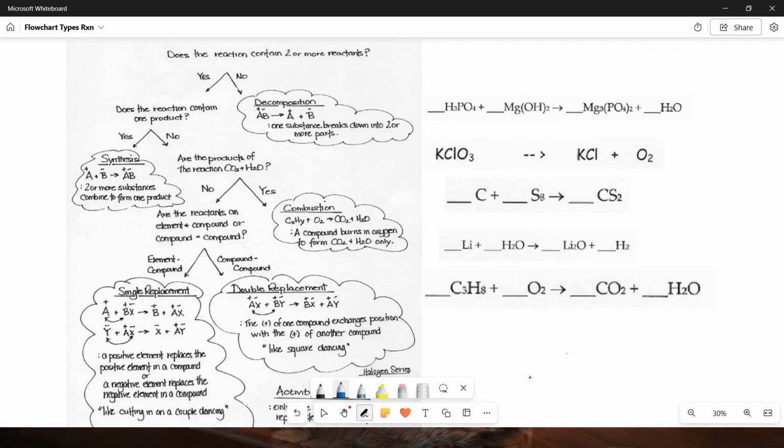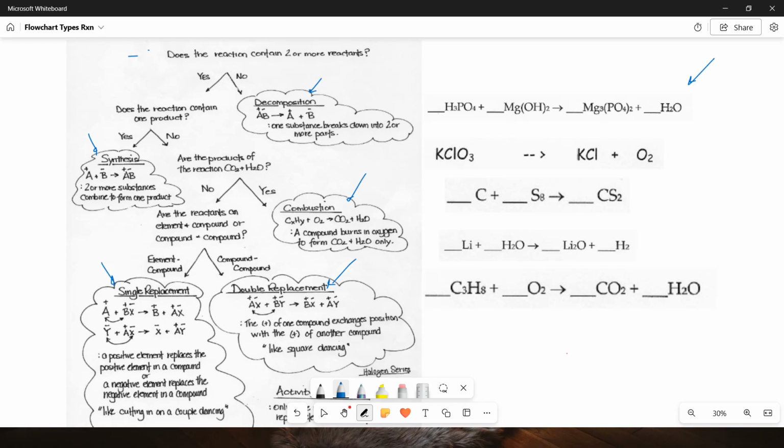The flowchart starts at the top, and you look at your equation, you answer the questions, and work your way down until you come out to one of the 5 outlets. We have decomposition, synthesis, sometimes called combination, combustion, single replacement, and double replacement. On the right, I have some examples. So let's look at the first example.